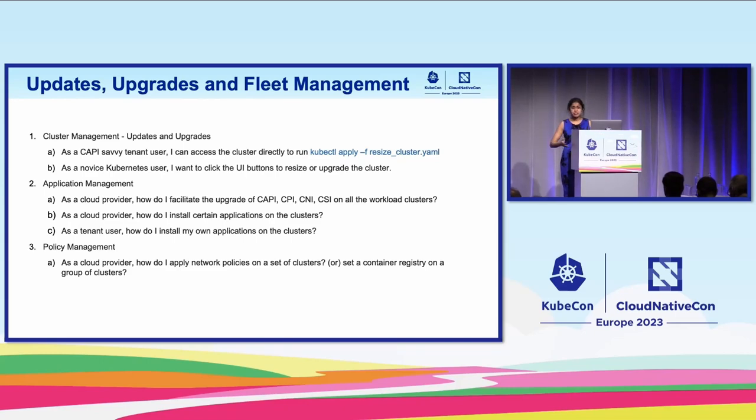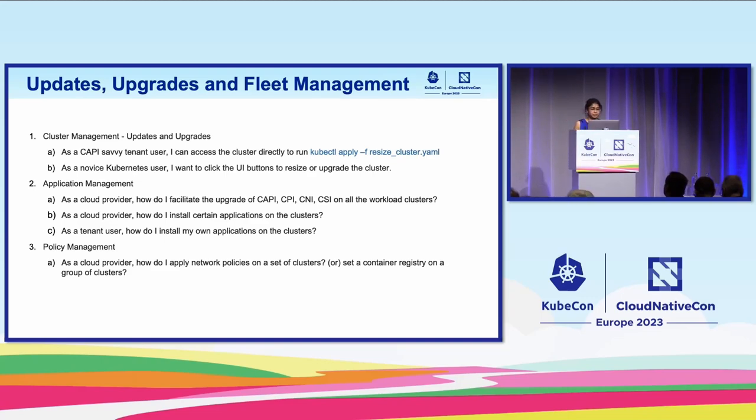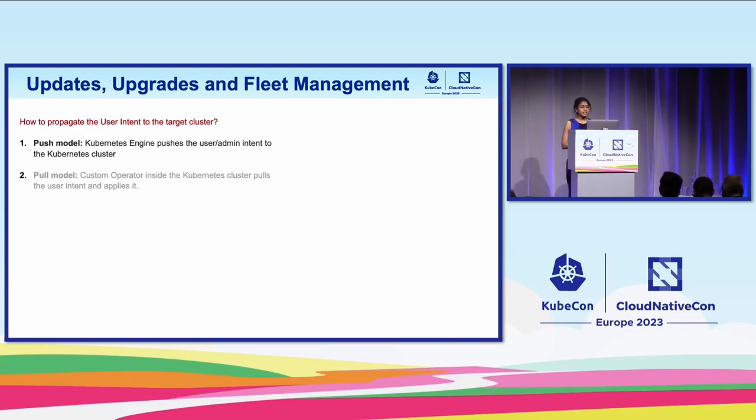Let's imagine we have a management cluster and, let's say, 100 self-managing clusters floating in the cloud environment. Now, as a cloud provider, how do I upgrade, for example, the Cluster API version on all of these self-managing clusters? We cannot expect the cloud provider to go to each individual Kubernetes cluster to upgrade the Cluster API version, or for that matter, any application. And as a cloud provider or a tenant user, how do I install my own applications without accessing the Kubernetes cluster? And how do I apply network policies or set a container registry on these groups of clusters? So for all of these use cases, except for 1A, the user wants to just express the user intent, and somehow this user intent is supposed to be propagated down to the Kubernetes cluster. So let's see how we can do that: how to propagate the user intent to the target cluster.